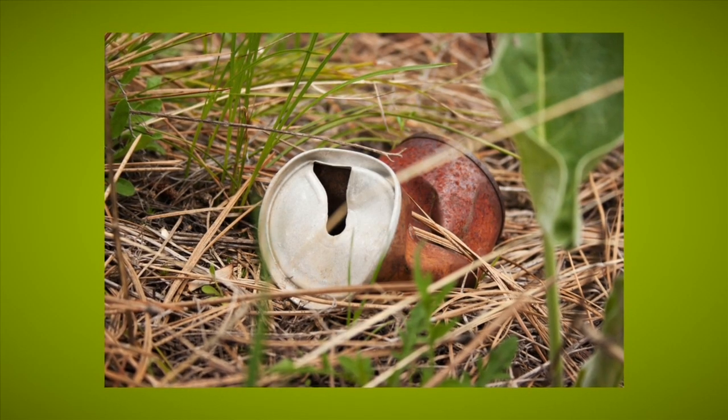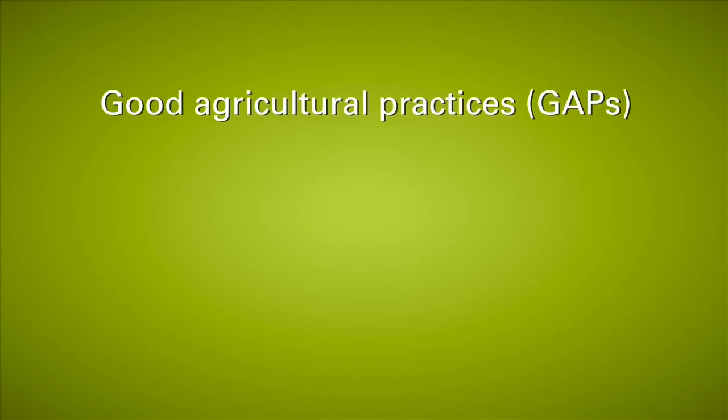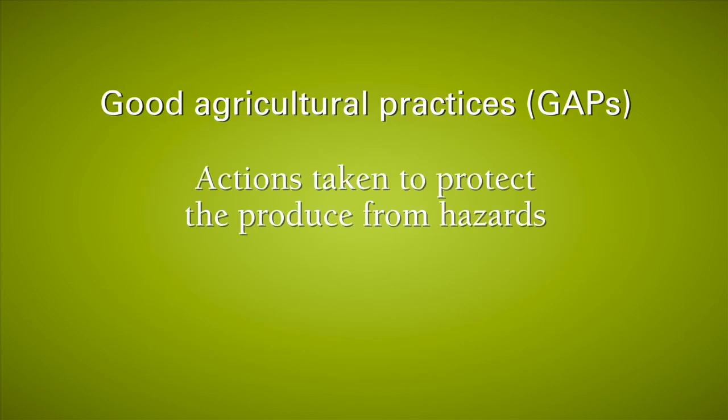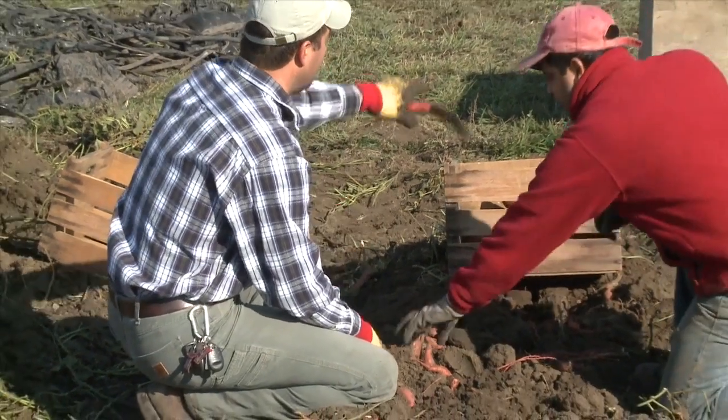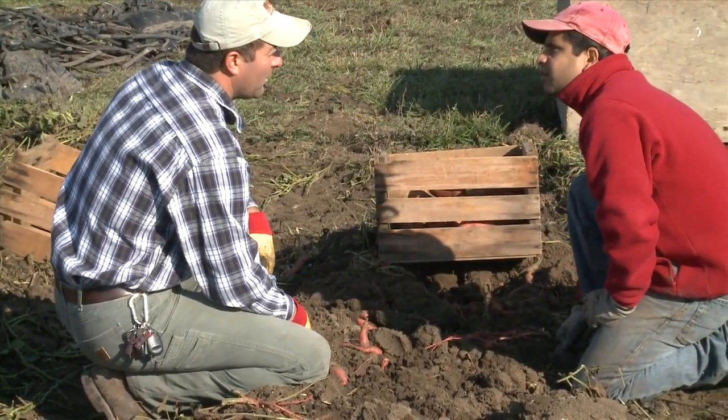The first step in preventing contamination from occurring on the field is to follow good agricultural practices, also known as GAPs. Good agricultural practices are any steps taken by the grower or farm worker to protect the product from physical, chemical, or biological hazards. GAPs protect safety but also improve quality. For growers, this is a win-win.